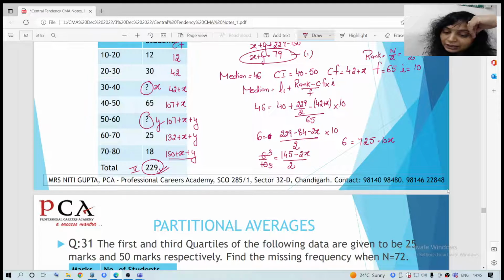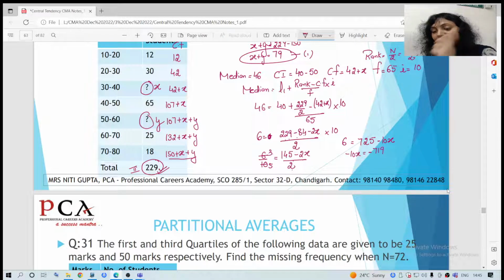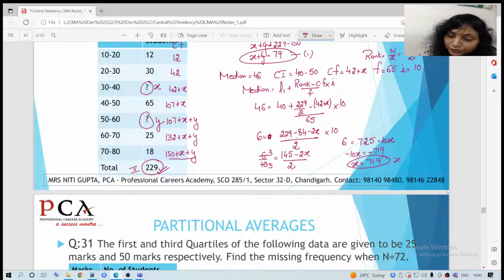So there is some mistake in this question. 2 3s are 6, 2 5s are 10. So 229 minus 84 minus 2x. So this becomes minus 10x equals minus 719, because 6 minus 725. So x is equal to 71.9. Now again, the frequency cannot be in fractions. So we take x equals 72.